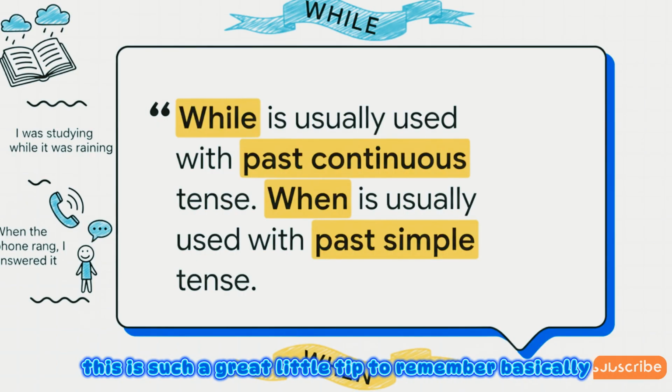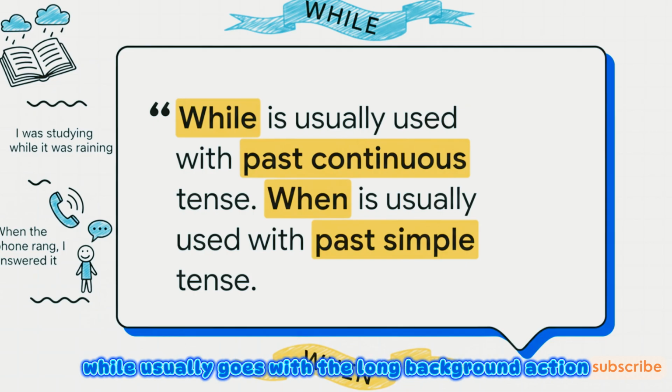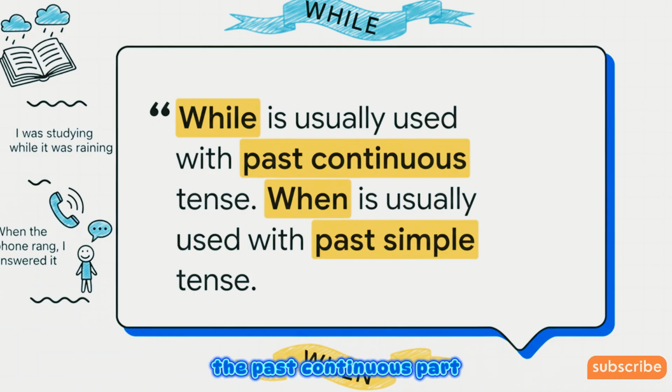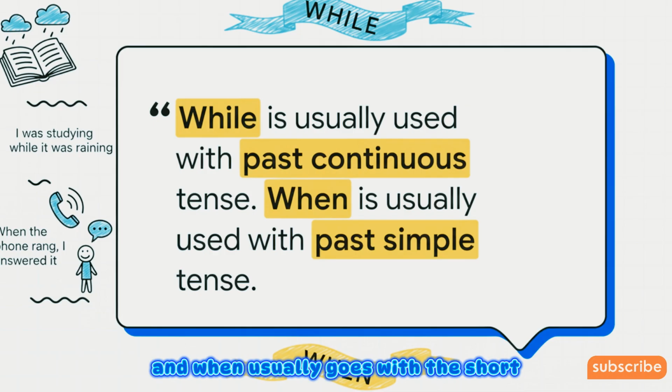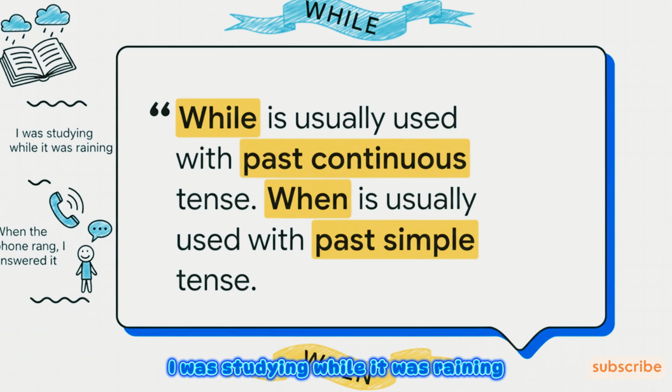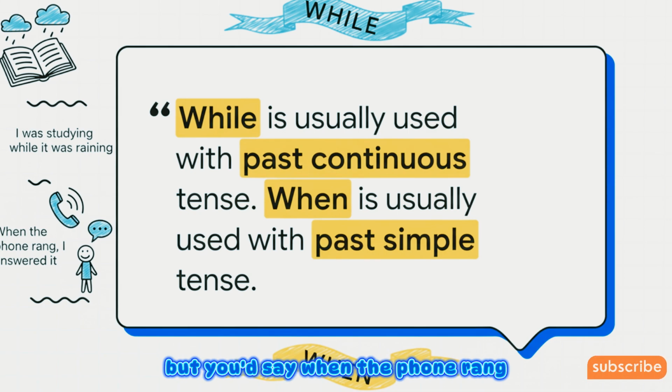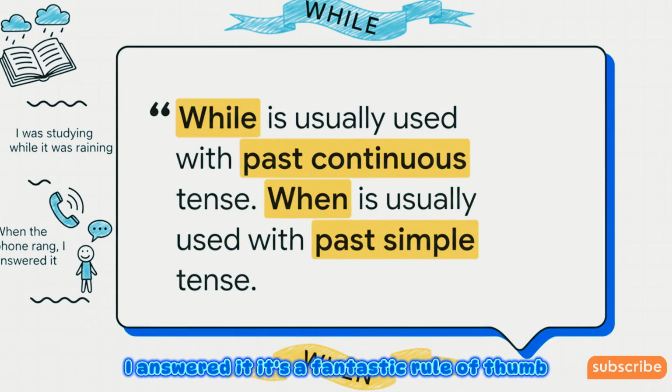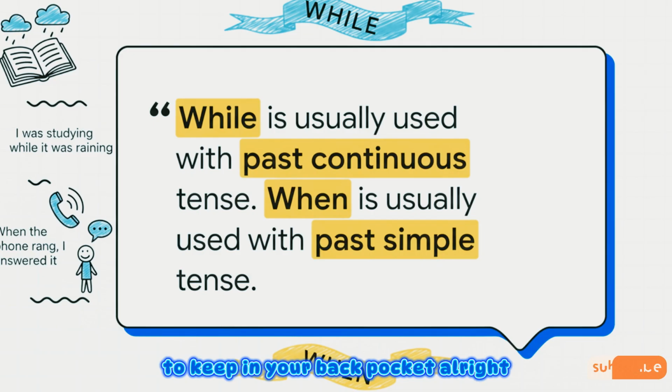Okay, this is such a great little tip to remember. Basically, while usually goes with the long background action, the past continuous part. And when usually goes with the short interrupting action, the simple past part. So you'd say, I was studying while it was raining. But you'd say, when the phone rang, I answered it. It's a fantastic rule of thumb to keep in your back pocket.